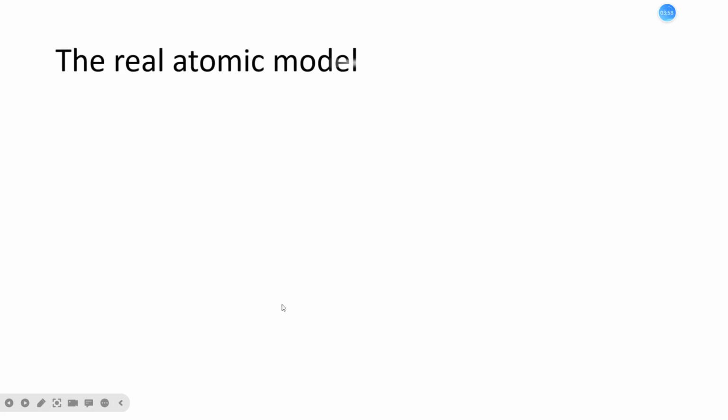Now we're going to talk about the real atomic model. You might be confused. Wasn't that atomic model the real atomic model? There was thousands of evidence to support it. That's Bohr's model. But the real atomic model in real life isn't really like that.